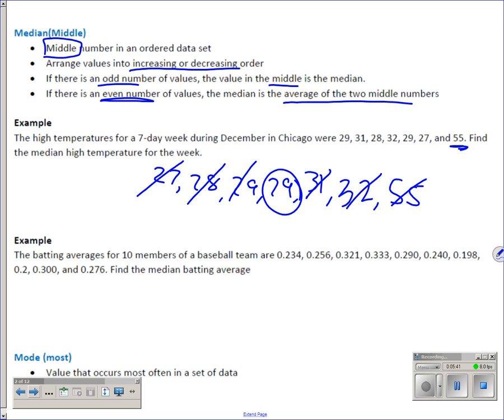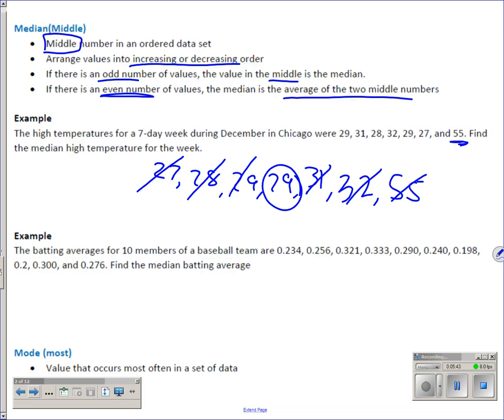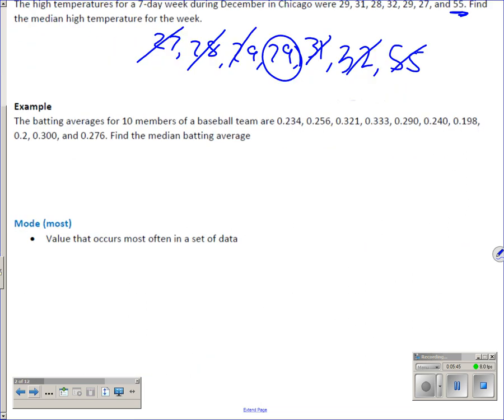Well, let's do another median, one with an even amount of numbers here, just to say we did it. It says the batting average for 10 members, so 10 numbers here, are given. It says find the median batting average. So help me put this in order because I always miss one since they're decimals. Is the smallest 0.198? Okay, the 0.2. I'm going to cross them off. Then what?